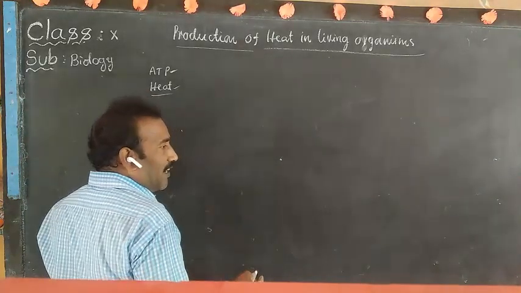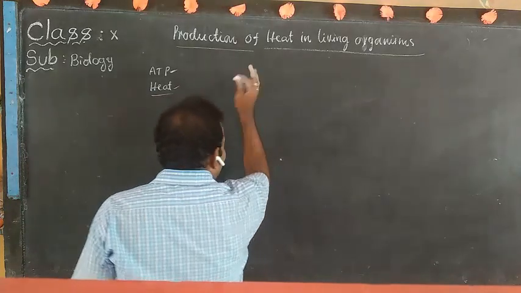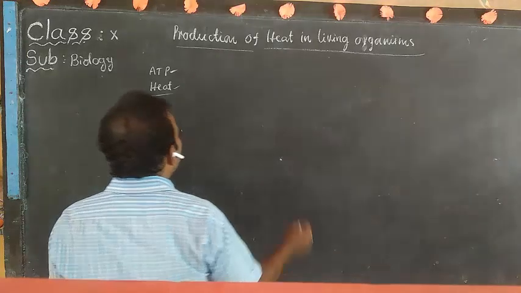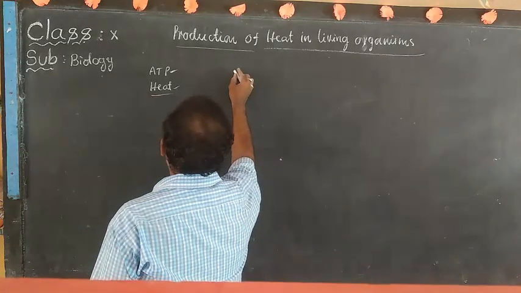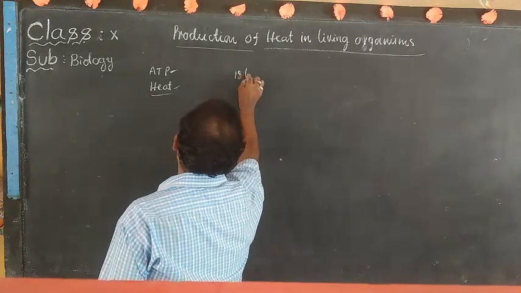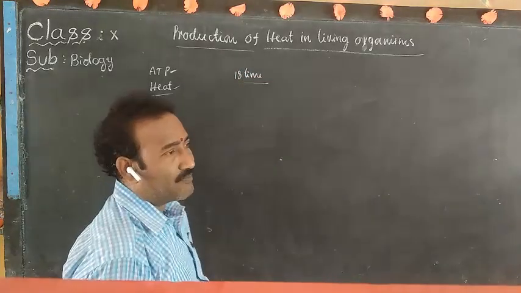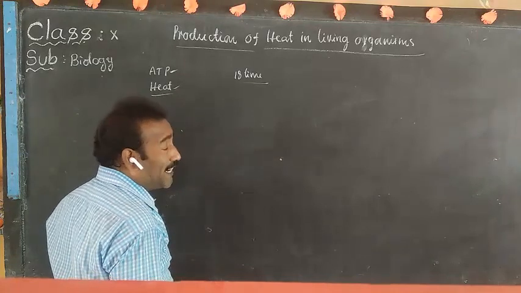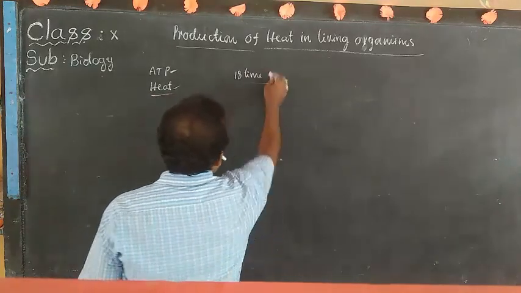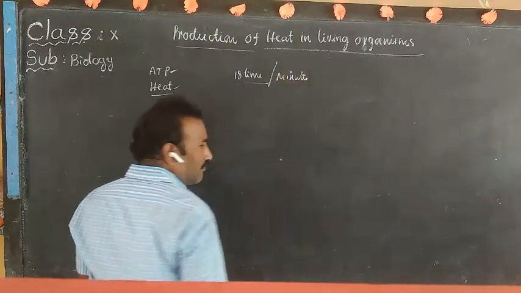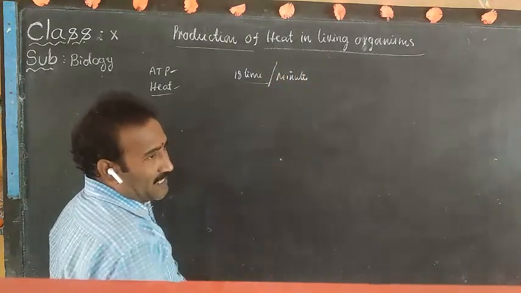Suppose at room temperature, we will respire 18 times. An average adult human being respires 18 times per minute at room temperature.